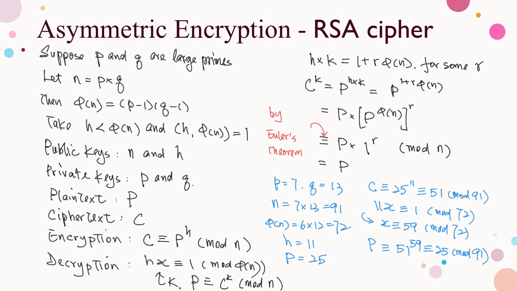Note that the decryption is the reverse process of encryption. Thus, 25 goes to 51 by encryption, and 51 goes back to 25 by decryption.